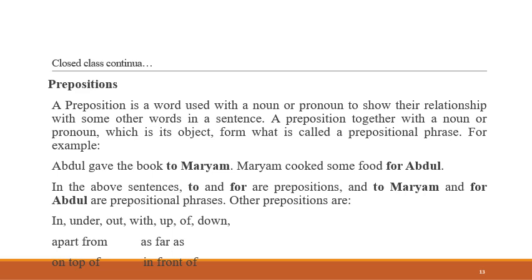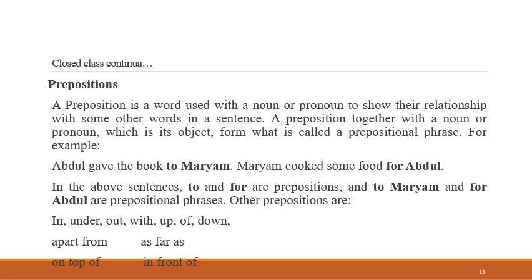The second category or word class in the closed class category is preposition. A preposition is a word used with a noun or a pronoun to show their relationship with other words in a sentence. A preposition together with a noun or pronoun, because they always go together, which is its object, forms what is called a prepositional phrase.